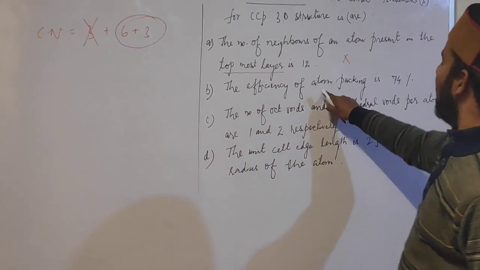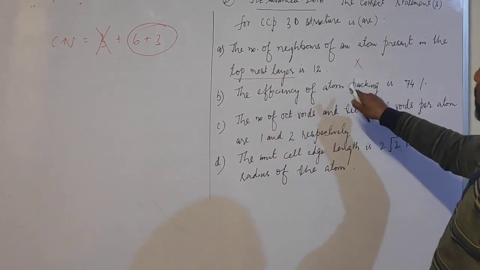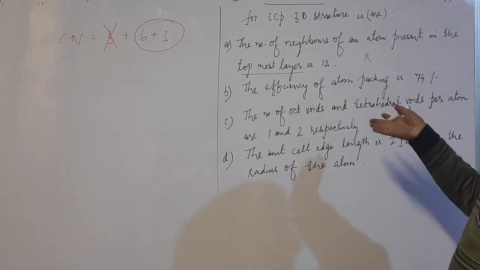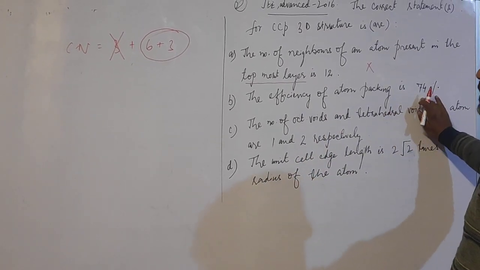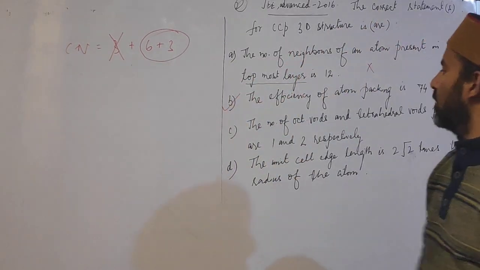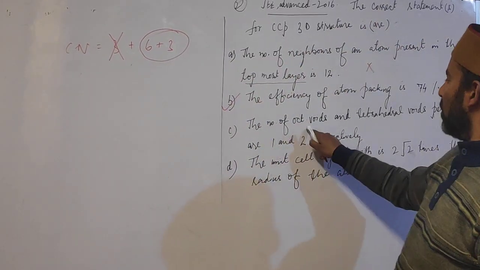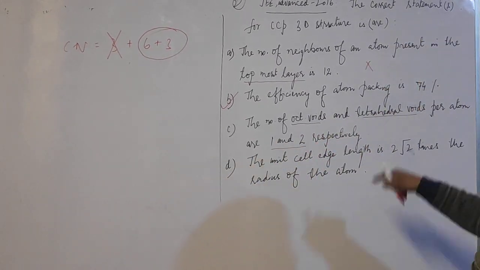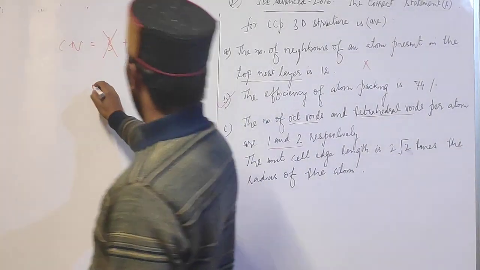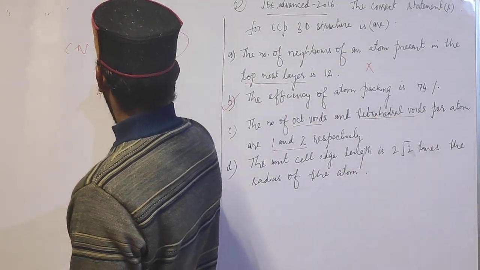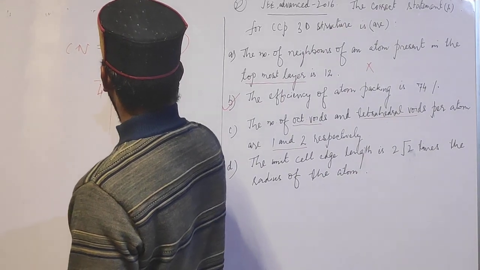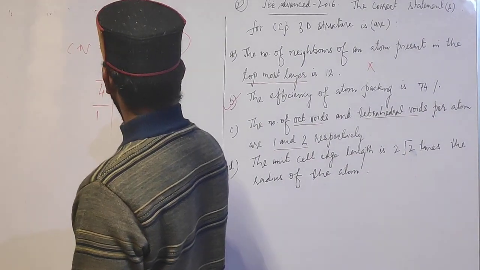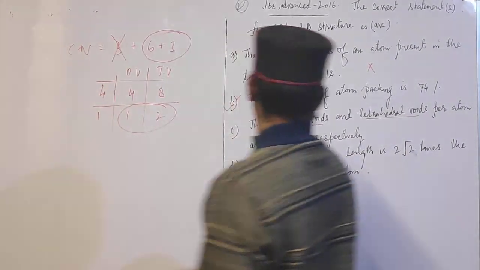Now the efficiency of atom packing is 74%. Now this is a fact that CCP has 74% packing efficiency. So this is a correct statement. Now the number of octahedral voids and tetrahedral voids per atom are 1 and 2. Now students, we know that in CCP there are 4 atoms per unit cell, and octahedral voids will be 4, tetrahedral voids double, 8. But per atom is asked, so for one atom these are 1 and 2. So this seems to be correct.